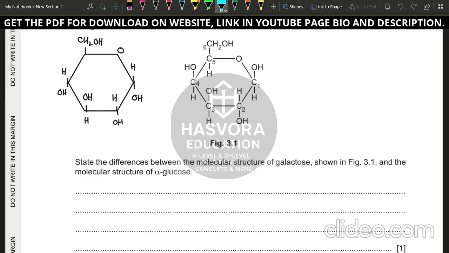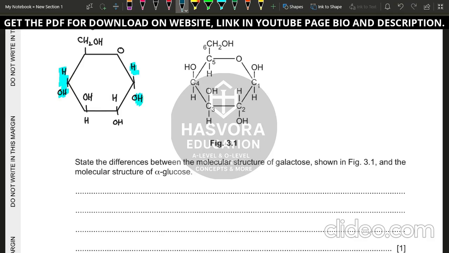First of all, we can notice that the OH is inverted at this point. You can simply write that the groups attached to carbon 1 and carbon 4 are the other way around, or you can say that the hydroxyl groups attached to carbon 1 and carbon 4 are pointing downwards in your alpha glucose molecule.